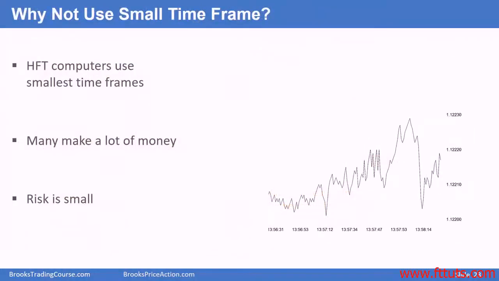Now, what's wrong with using a very small time frame? High-frequency trading firms are always using very small time frames, and they make a lot of money, or at least a lot of them make a lot of money. And the advantage of a small time frame is the bars are small, the moves are small, and the risk is small. For example, this is a tick chart, and every tick is plotted on this chart. You can say, wow, I could buy here and I could sell here and make a lot of money. Well, look at this.